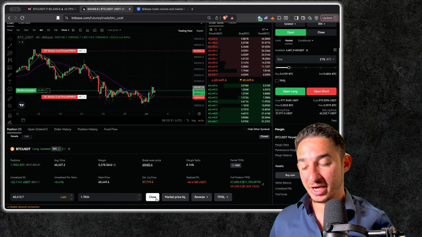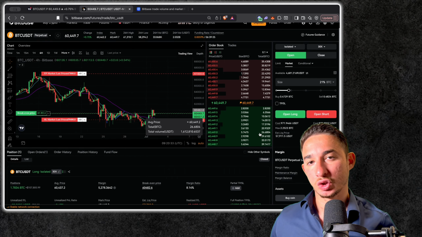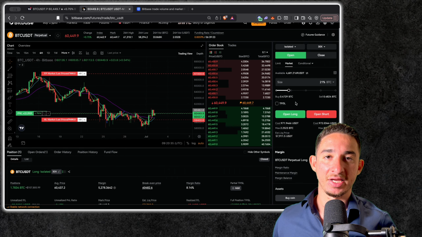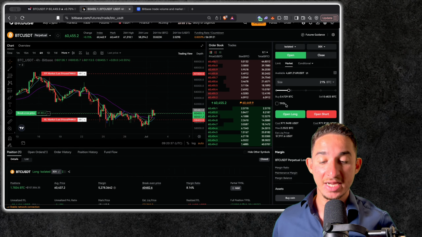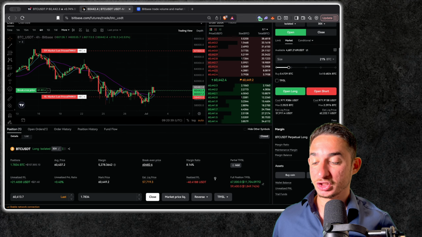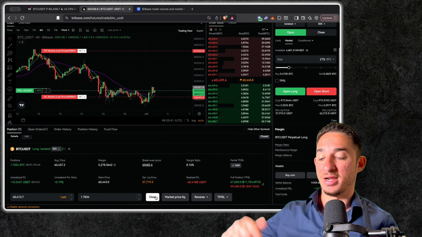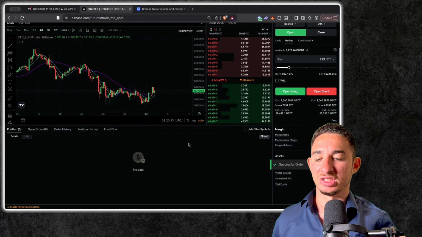And of course, short trading. A lot of people don't understand how short trading is. It's pretty much the same thing. You're just doing the opposite way, right? So instead of longing, you're actually shorting. You're actually betting that it will essentially go down. So let me just close this position right here.